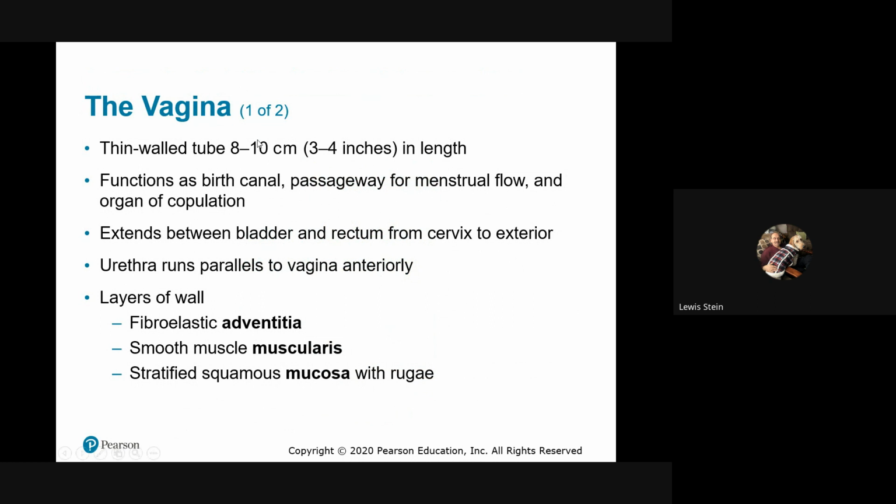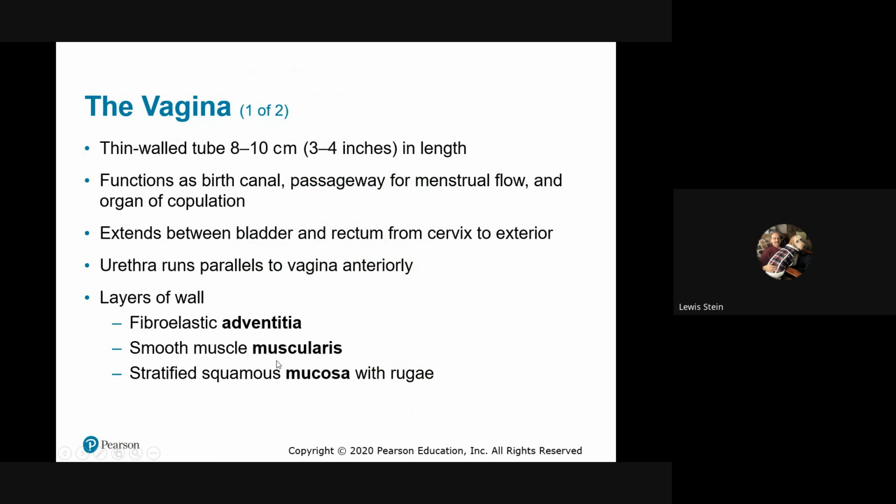So the vagina: 3 to 4 inches, thin wall, birth canal, they call it the copulatory organ, passage for menstrual flow between the bladder and the rectum. Cervix is the neck-like area in between the uterus and the vagina itself, going exterior. The urethra parallels it, but is anterior to it. So its nature is fibroelastic adventitia. It's not serosa with a moist lining; adventitia is a firmer lining, but the elasticity allows it to function appropriately during the events of copulation.